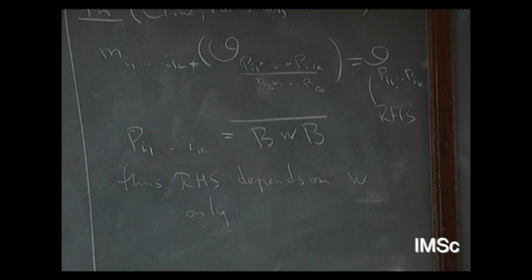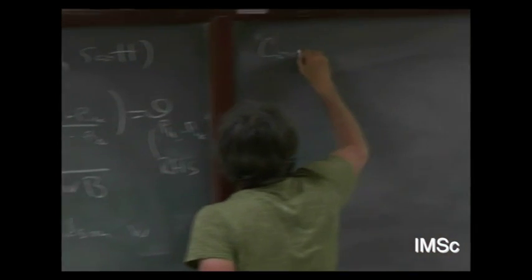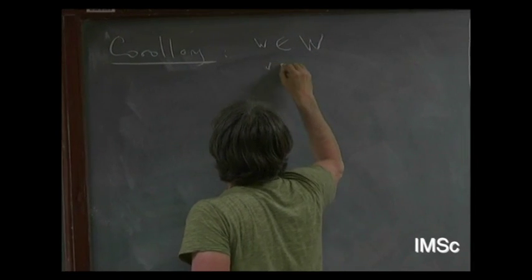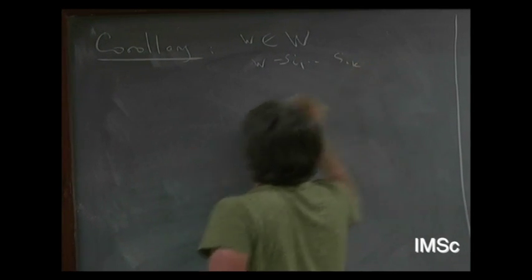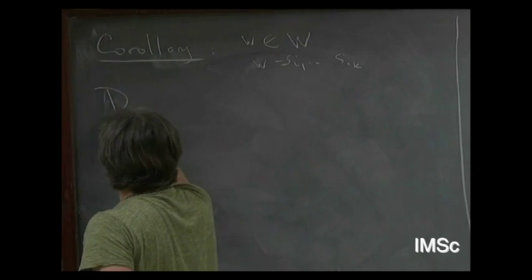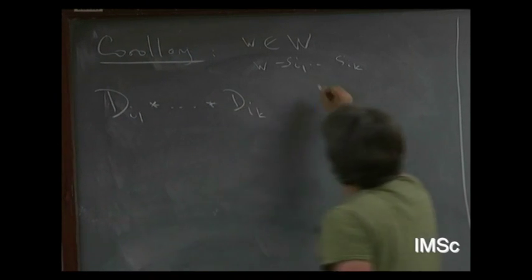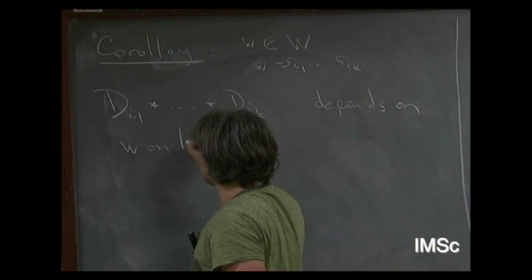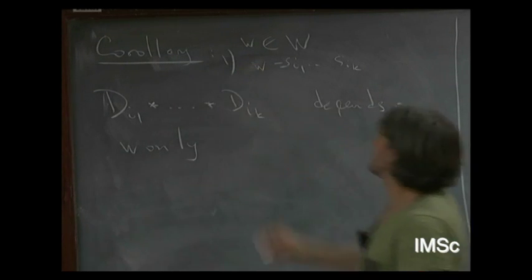So corollary, and again, I don't want to explain the details, but believe me, when you start doing this convolution, you'll see what's going on. So corollary, for w in W, w equals s_{i1}...s_{ik}, the convolution D_{i1} star so on star D_{ik} depends on w only, not on the reduced expression. So this is the first thing.